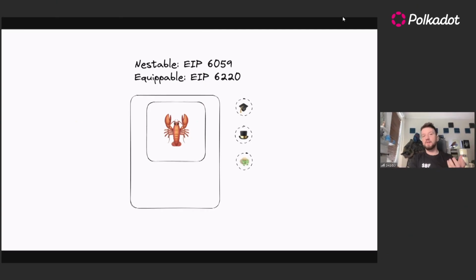The other EIPs that I want to mention, the other Legos, are nestable and equippable, which means that you can put other NFTs into these NFTs. So any NFT 2.0 can contain any other NFT 2.0.